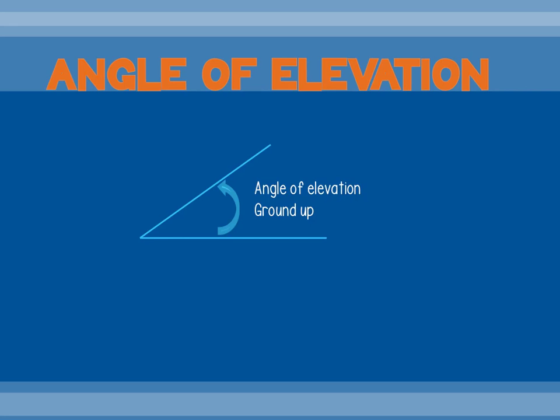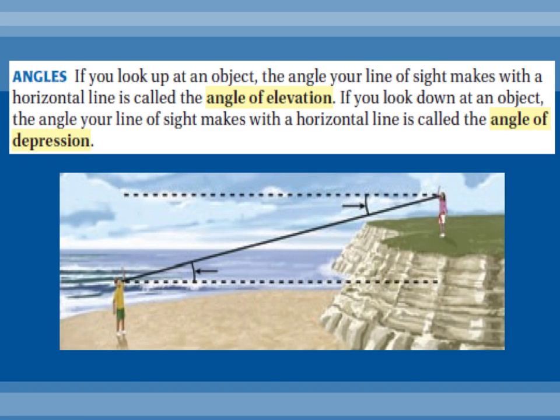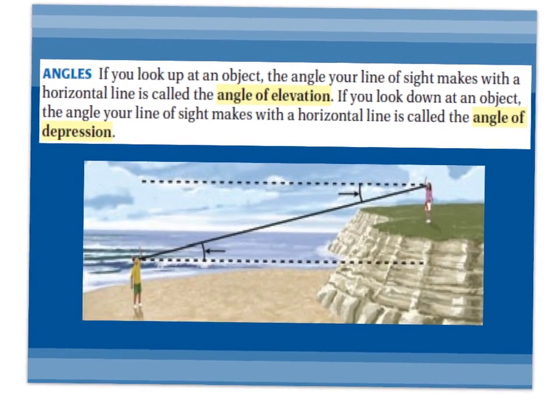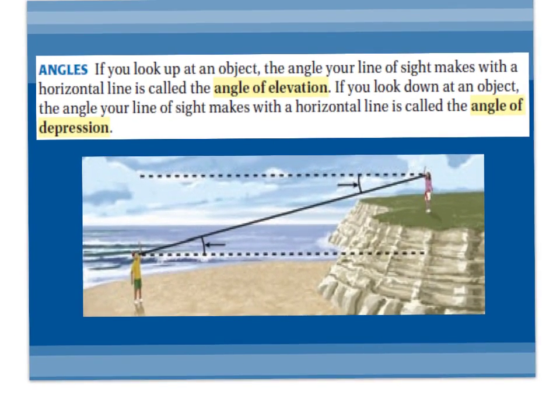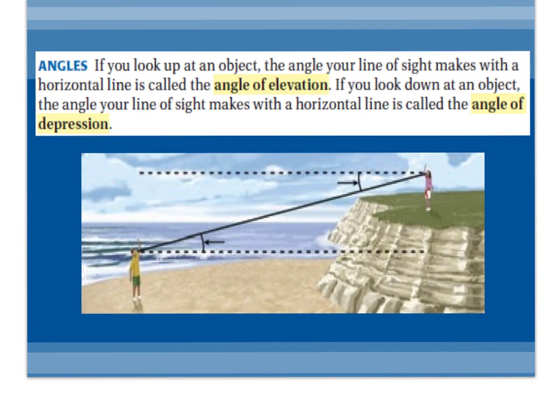So you could be on the ground looking up at something, that's an angle of elevation. They'll say the angle of elevation of the sun, which would be as if you were lying on the ground looking up at the sun. The rest of this is how you figure out how to set it up. If you look up at an object, the angle your line of sight makes with the horizontal line is called the angle of elevation. If you look down at the object, the angle your line of sight makes with the horizontal line is called the angle of depression. This gives you a visual of what I was just saying. If you're standing on that little cliff and you're looking down, this is your angle of depression. If you're on the ground looking up, this is your angle of elevation.